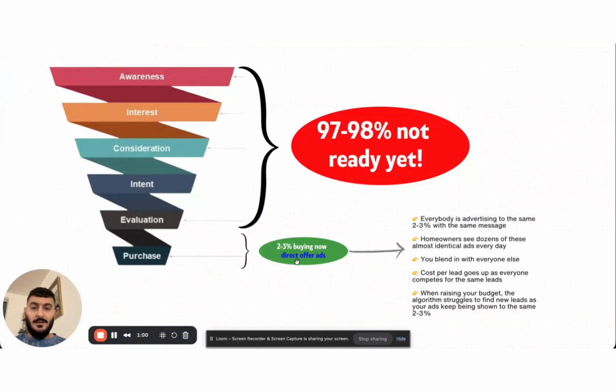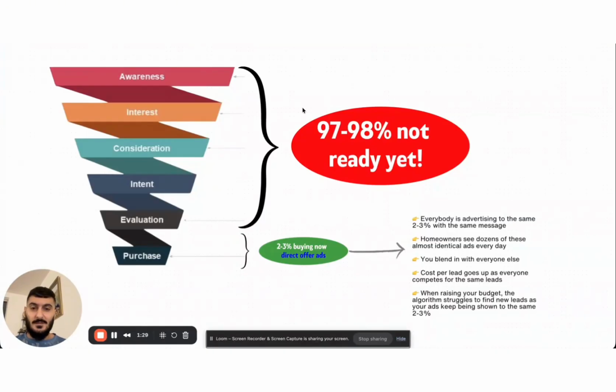Again, when you're targeting this 2 to 3% at the bottom of the funnel here, these are the most expensive, most competitive, because everybody just wants these. And nobody is going after the 97, 98% of people who are not ready yet. And these are the biggest pool of people, and they're the cheapest to acquire because no one's going after them, right? Because a lot of companies are thinking short term, right? They just want to sell now. So they're just targeting the bottom of the funnel, people who are ready to buy now.